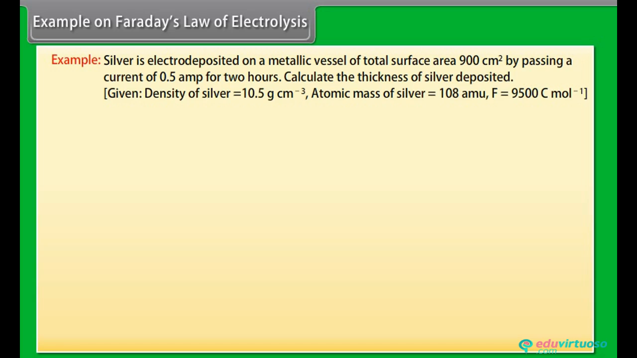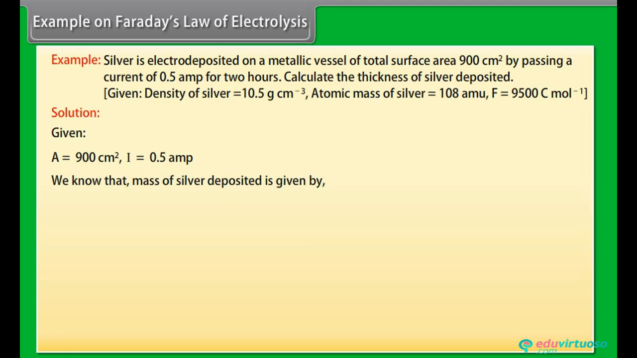Calculate the thickness of silver deposited. Let's see the solution. Here the given values are A is equal to 900 centimeter square, I is equal to 0.5 ampere. We know that mass of silver deposited is given by m is equal to ZIt. By putting the values we get m is equal to 4.029 gram.